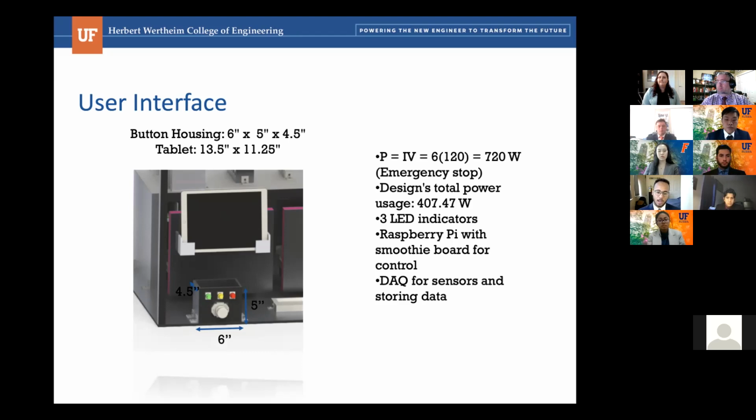And the design's total power usage is about 407 watts, which is within the 720 allowable watts within the entire design. And so the Raspberry Pi is also connected to a smoothie board, which is then able to connect to different motors in order to get them to function. And the Raspberry Pi is also connected to an Arduino within the measurement subsystem specifically in order to control the entire design. And the iPad is used as it is very intuitive and easily programmable.